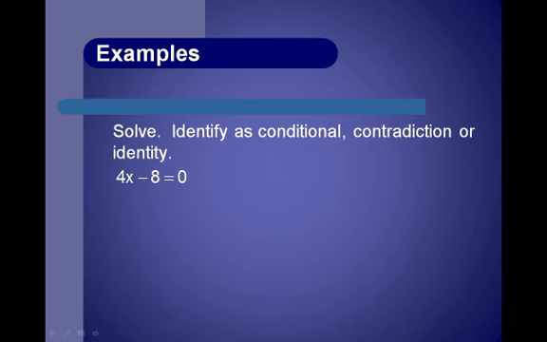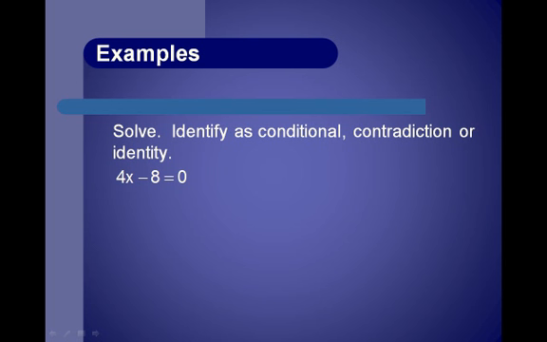Okay, let's do some examples. Solve, and then identify as conditional, which means there is a solution, contradiction, which means there is no solution, or an identity, which means there are many solutions. 4x minus 8 equals 0.